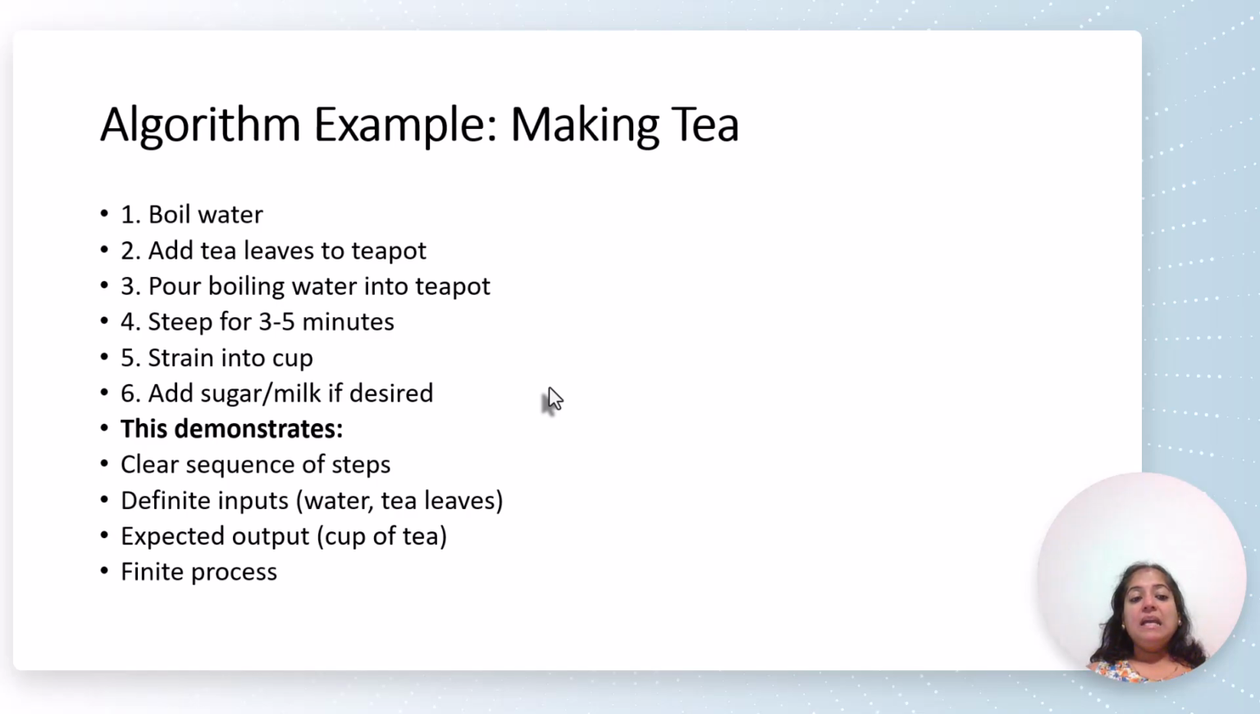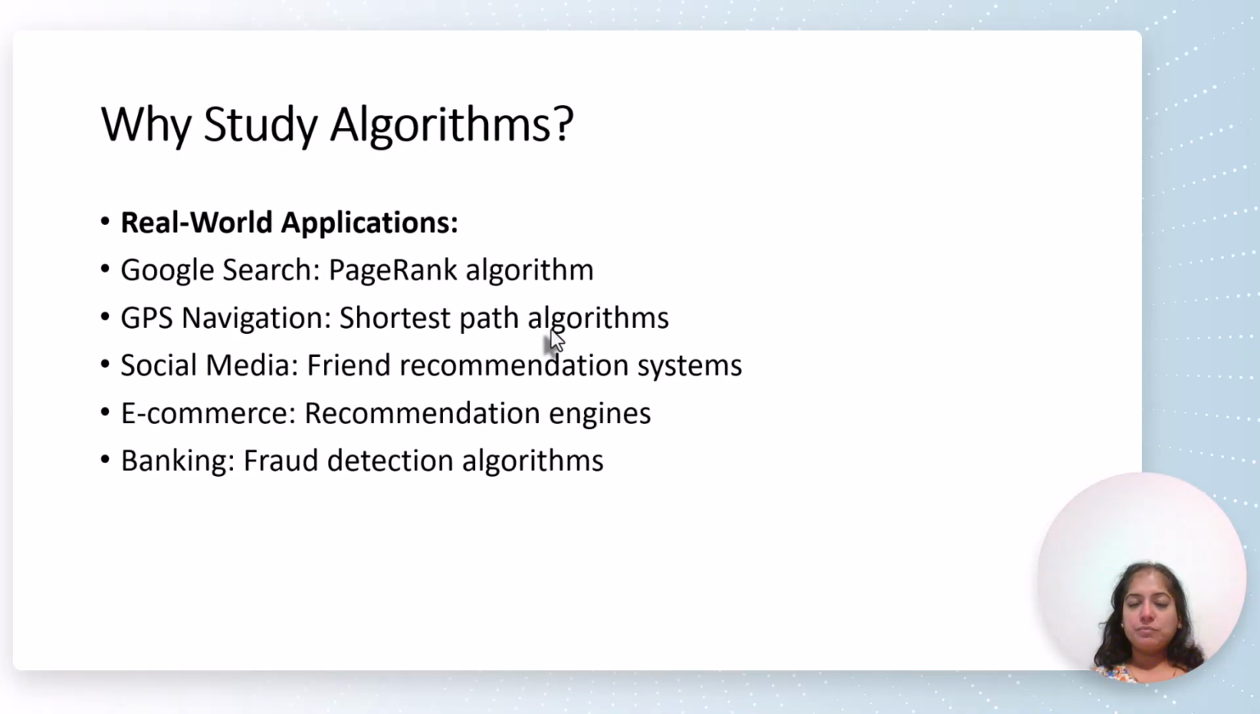What are the inputs here? Water, tea leaves, right? These are the inputs. What is the output? Cup of tea. And it is a finite process because each step is getting you towards the result, and at the end you will get a cup of tea. So it is a finite process. It's not an infinite number of steps, right? So that is an algorithm example.